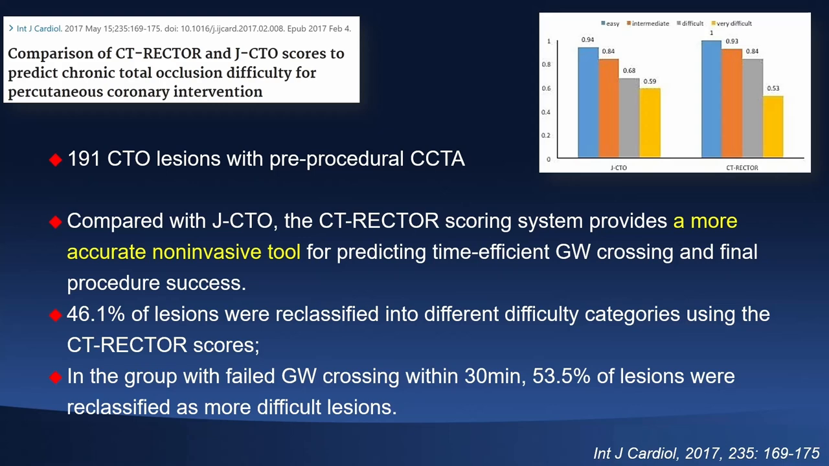And totally enrolled more than 190 CTO lesions. Compared with the common GCTO score, they found the CT-RECTOR scoring system provides a more accurate non-invasive tool for predicting time-efficient guidewire crossing and final procedure success. And very interesting, more than 45% of the lesions were classified into different difficulty categories using the CT-RECTOR score. And in the group with failed guidewire crossing within 30 minutes, 53% of the lesions were reclassified as more difficult.